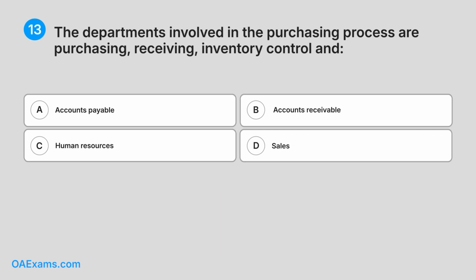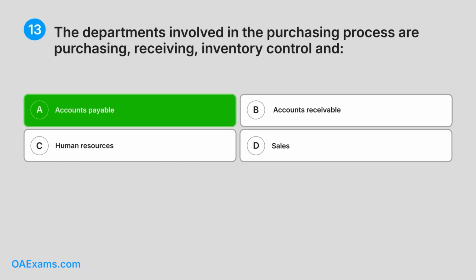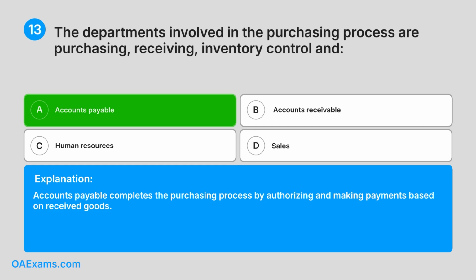Correct answer, A. Accounts payable. Explanation. Accounts payable completes the purchasing process by authorizing and making payments based on received goods.